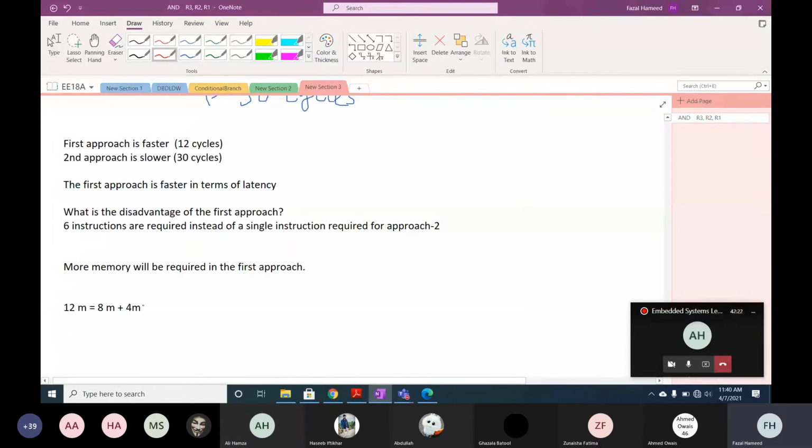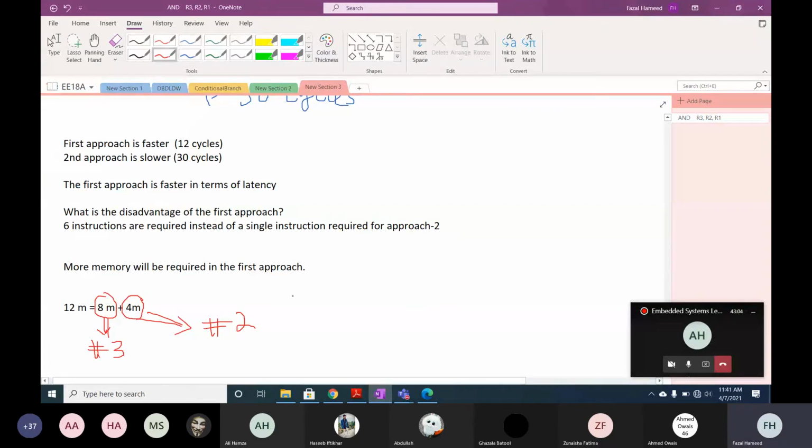For the first one and for the second one, how many shifts are required? Shift by 3 and 2. Very good. So you can partition the same problem into different sub-problems or sub-instructions. It means we require 2 shifts, one for 8 and one for 4, and we also require one addition. Am I right or not?